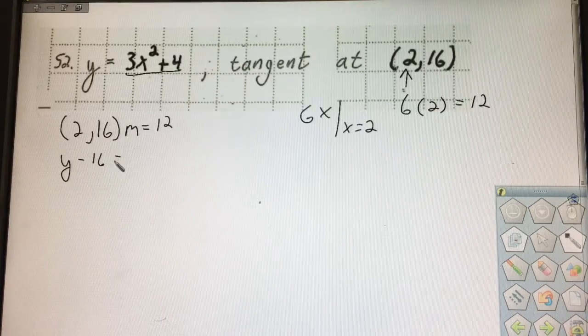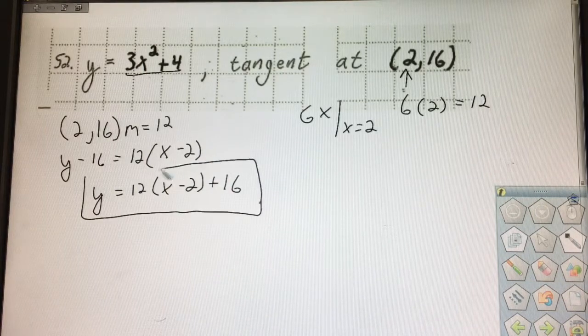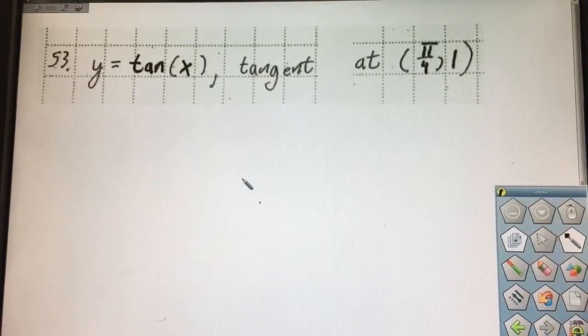y minus 16 equals 12 times x minus 2. Add the 16 to both sides. I'm going to get y equals 12 times x minus 2 plus 16. And Sophia, that is my final answer.